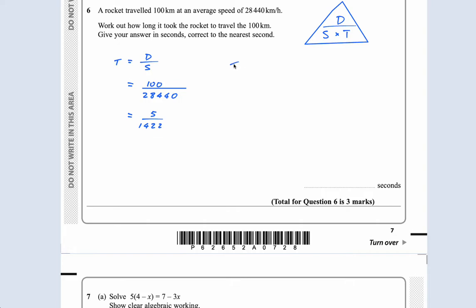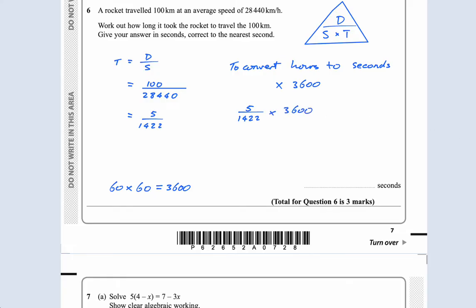So how do I convert hours to seconds? We multiply by 3,600. Why? Because there's 60 seconds in a minute and 60 minutes in an hour. So 60 times 60 is 3,600. There's 3,600 seconds in an hour. I've mentioned that before, guys. It's nice to just remember that one. So I do 5 over 1422 multiplied by 3,600.